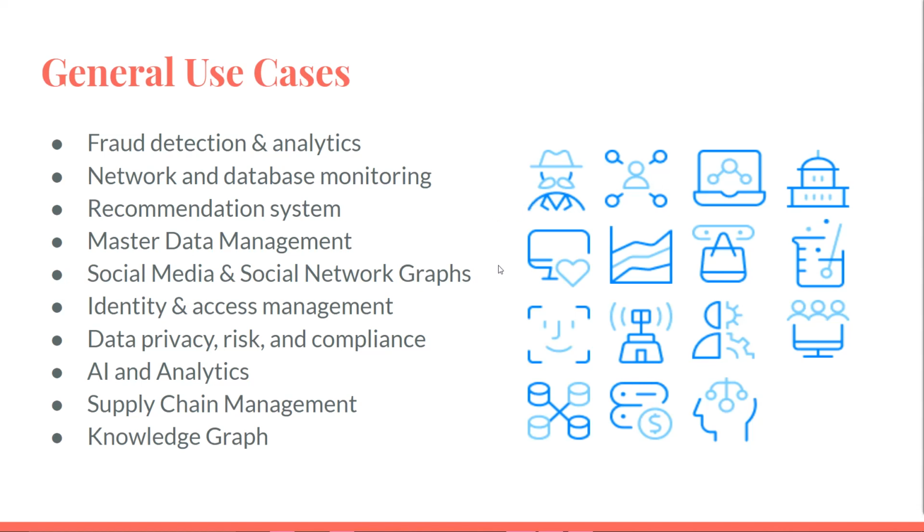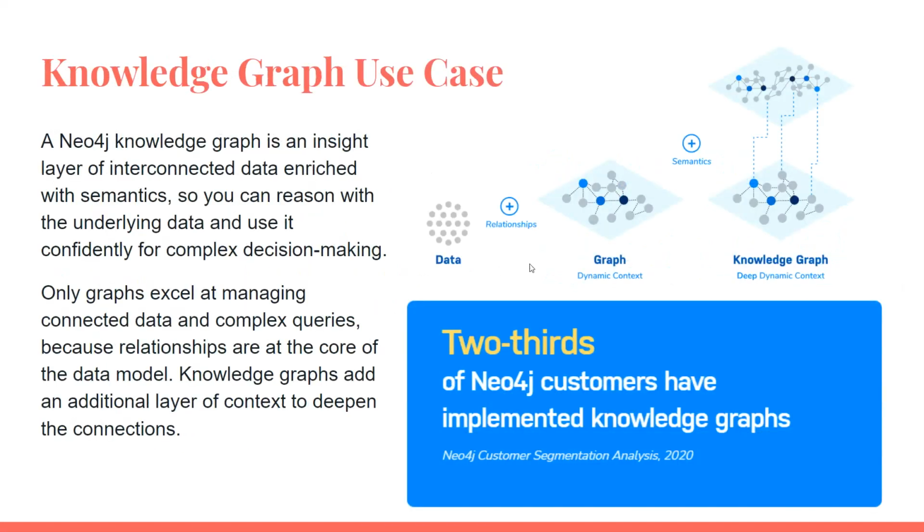Our last use case is the knowledge graph. And this is the most popular use case for Neo4j. A Neo4j knowledge graph is an insight layer of interconnected data enriched with semantics, so you can reason with the underlying data and use it confidently for complex decision making.